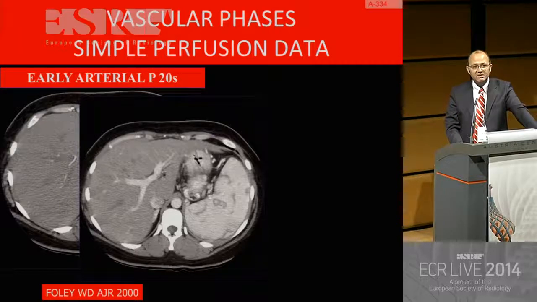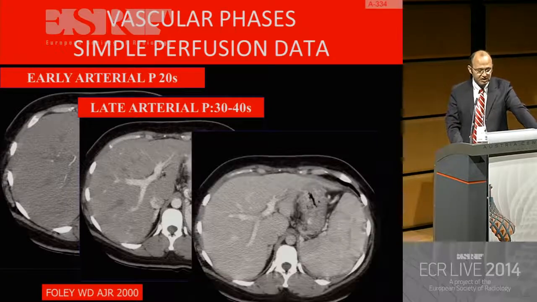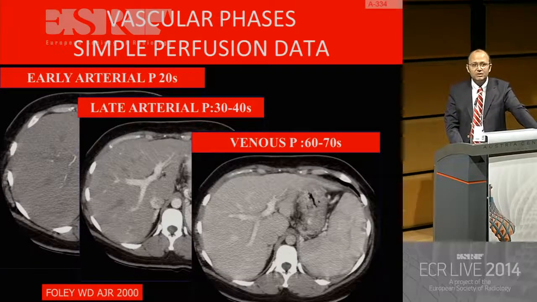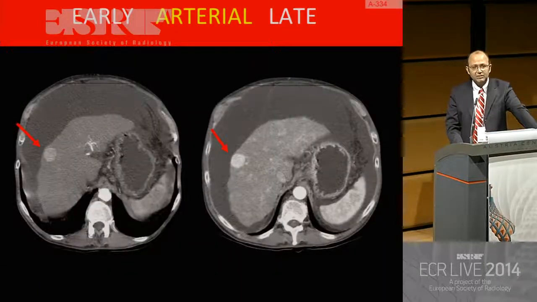The next phase is the late arterial phase. This time we see the hepatic artery and the portal vein, but there's no contrast in the hepatic veins. So this is approximately 30 to 40 seconds after the injection. And next phase is the venous phase. Now we see the portal vein, hepatic artery, and the hepatic vein. And this is approximately 60 to 70 seconds after the injection. And also we have an equilibrium phase. This starts after 120 seconds. So this is the imaging that we get from the dynamic imaging of the liver, either with CT or MR.